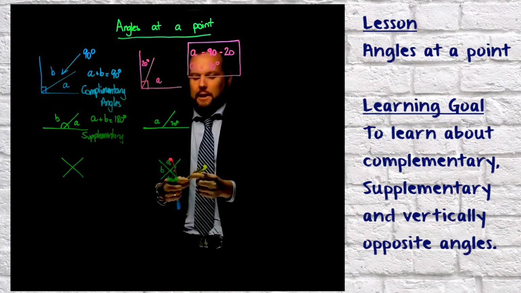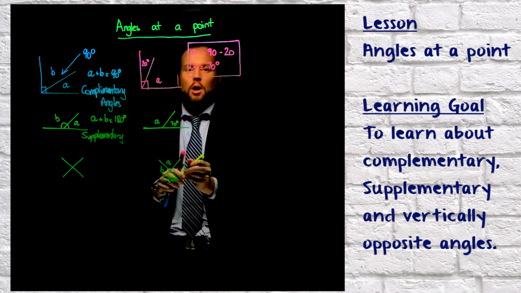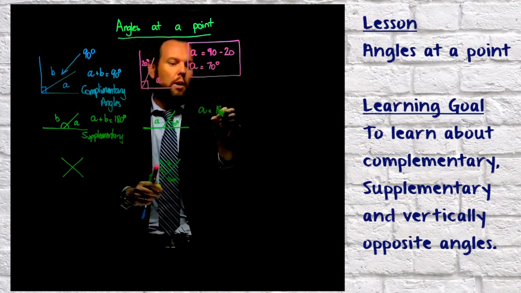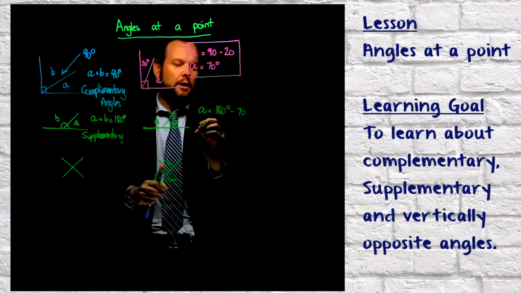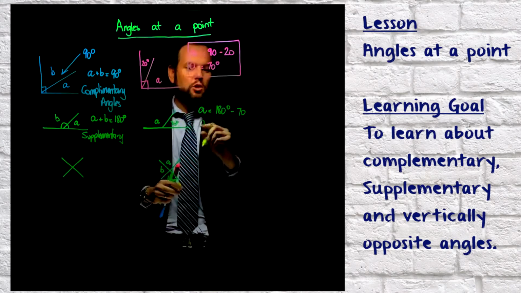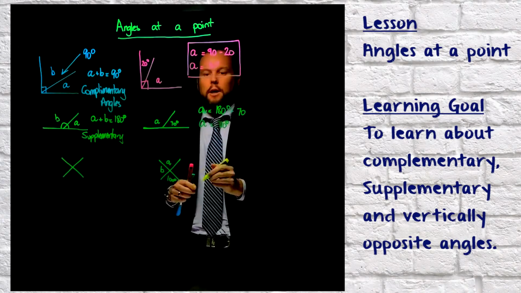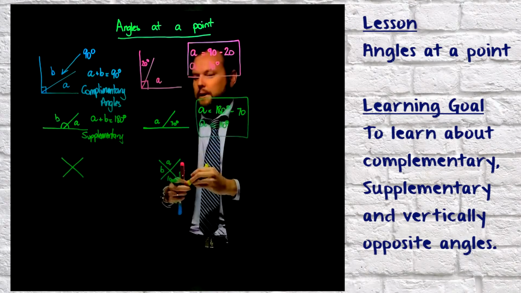So if I jump over to here and look at this question, I need to find angle A. All I would do there is I'd go A equals 180, take away 70, okay? And then I'd obviously do that calculation to give me 110 degrees. Okay, once again, that is the working out that you need to do, okay?